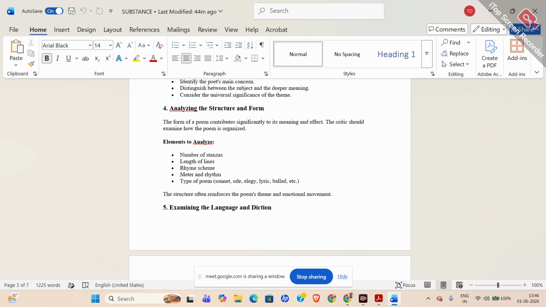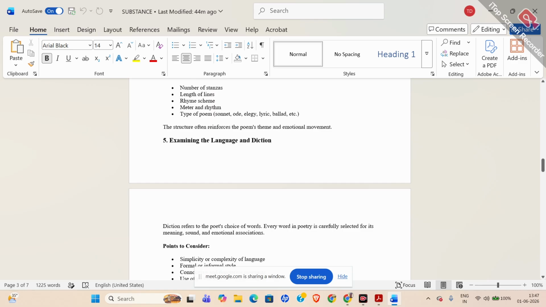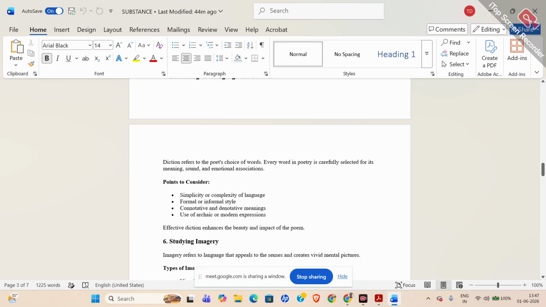So the structure that we find in the poem will in a way strengthen the poet's theme and the emotional movement found in the poem, the kind of emotional expressions in the poem. So these are important things to analyze. Examining the language and diction.